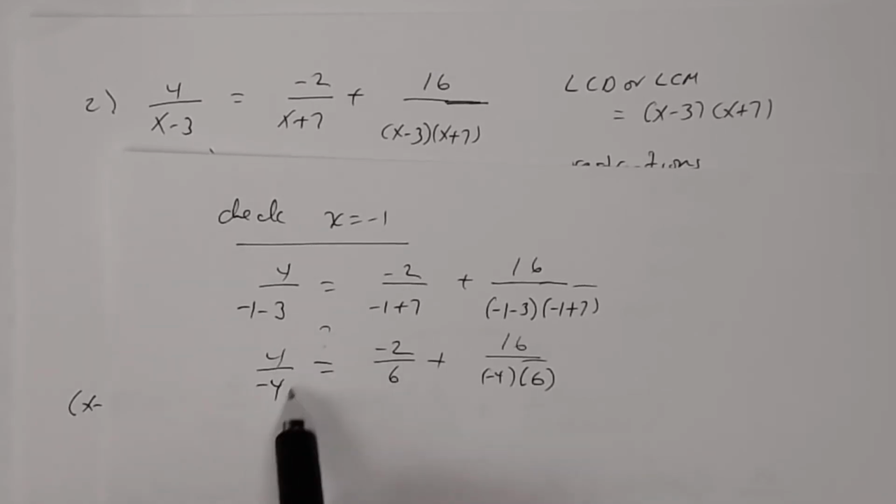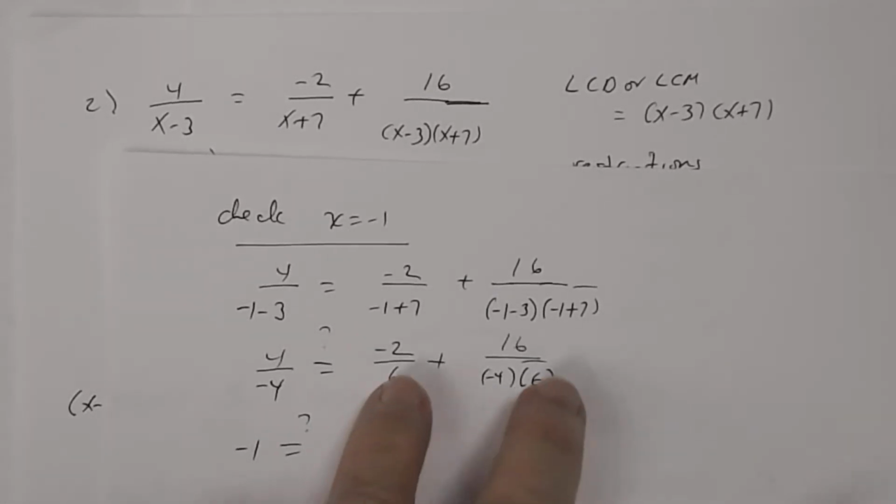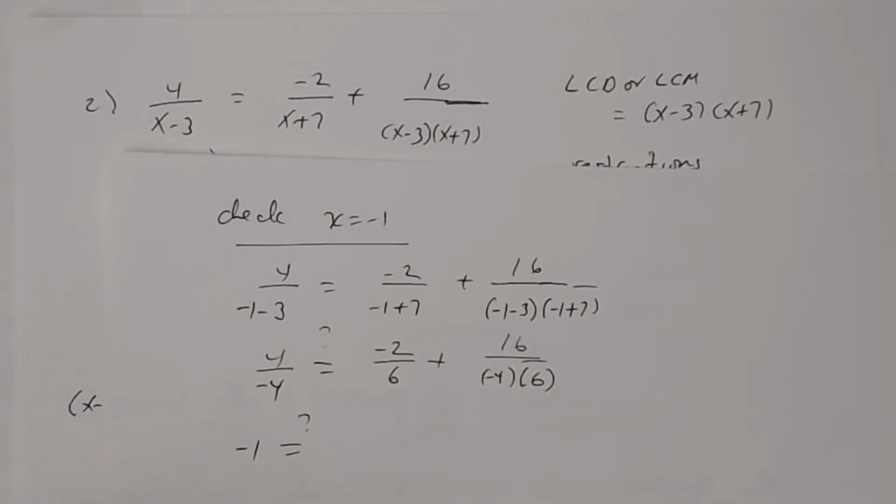Now, here's what we do. This one, I'm going to reduce. Y'all agree that 4 divided by 4 is negative 1. So on the left side, I have negative 1. So hopefully this adds up to be negative 1. Let's go ahead and reduce this. Do y'all agree that's negative 1/3? And over here, that's 16 divided by negative 4 times 6, which is negative 24.